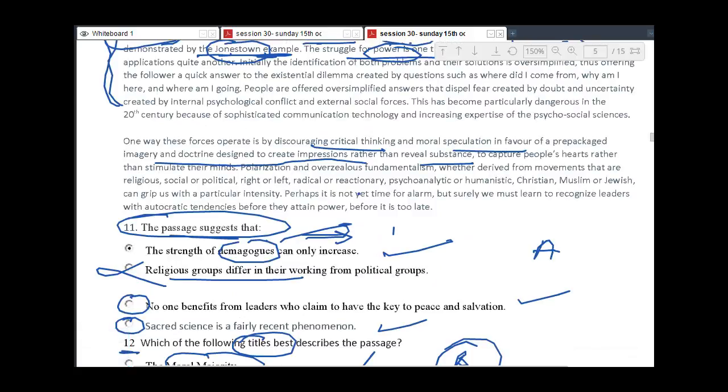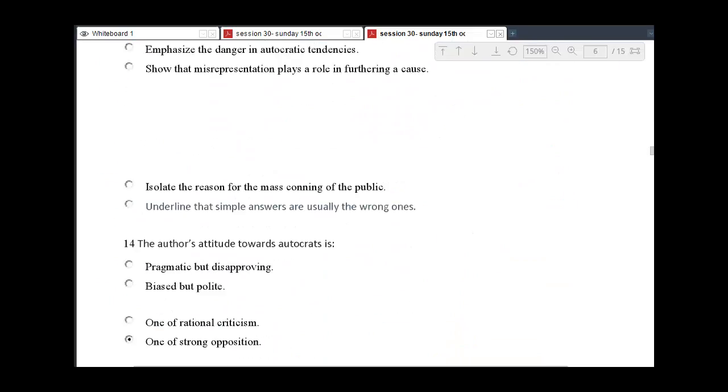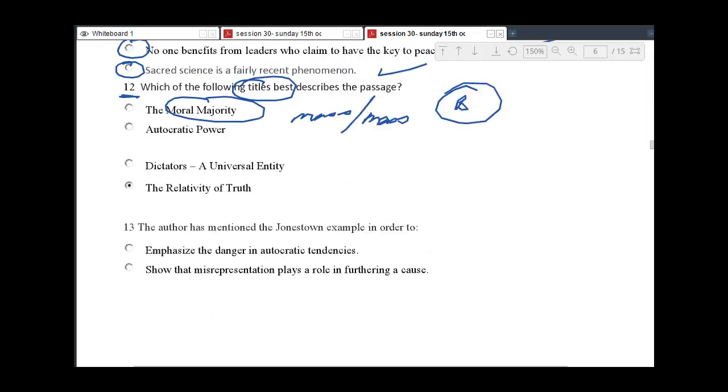That perhaps it is not yet time for alarm, but surely we must learn to recognize leaders with autocratic tendencies before they attain power, before it is too late. So what is this? Is it rational criticism? Is it strong opposition? It's a warning. It's an opposition.